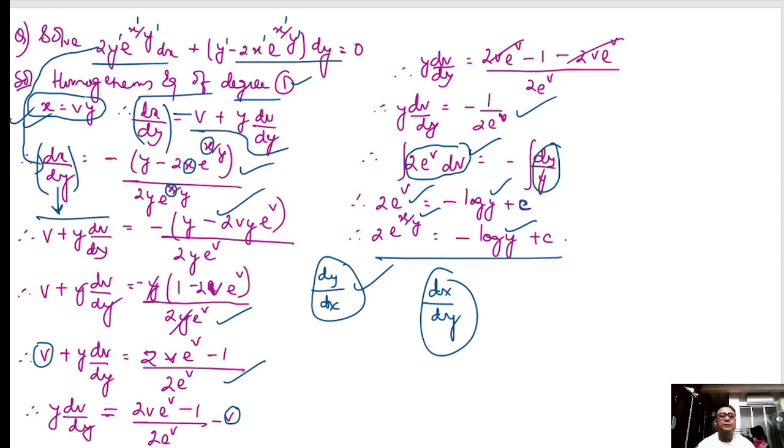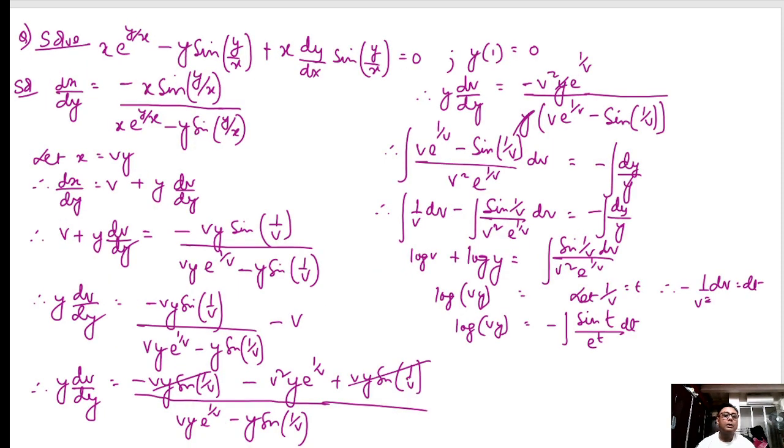Next, let's see, friends, another sum. So this sum says it's again a homogeneous equation, but we can't separate dy by dx. We cannot separate this. So we have to go for dx by dy, and for that we have to take x equal to vy. Let x equal to vy.